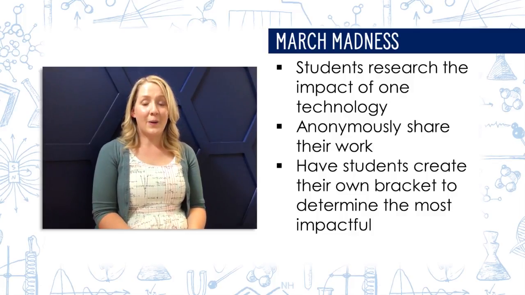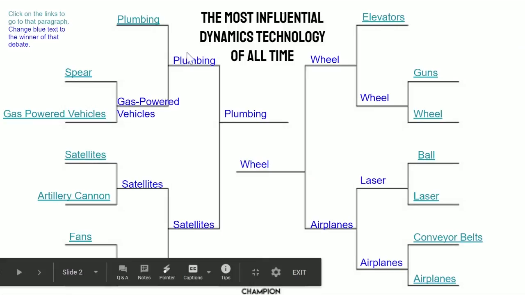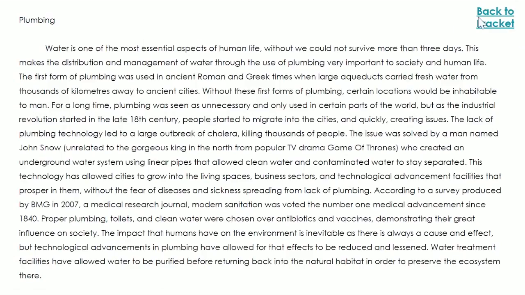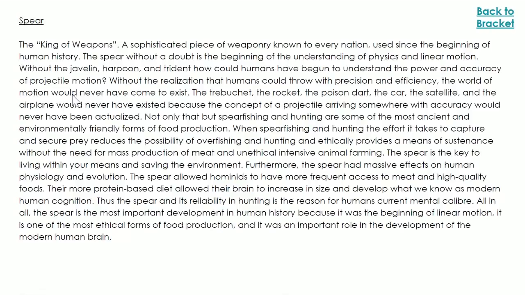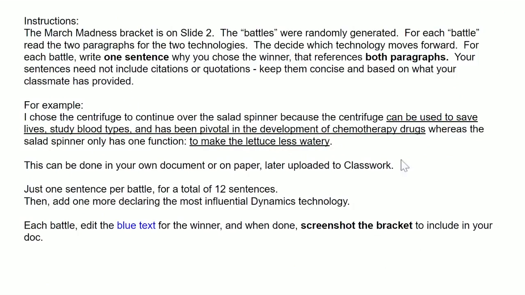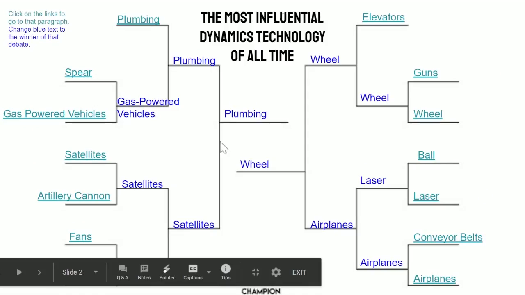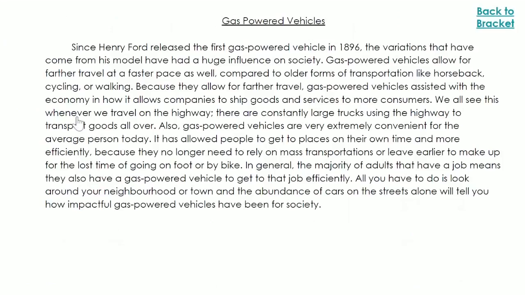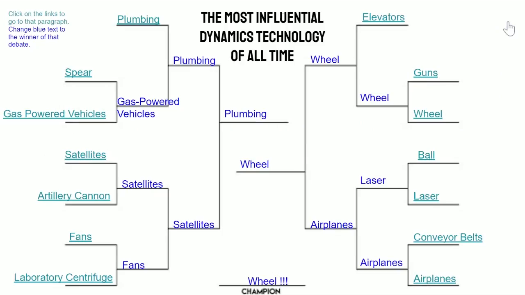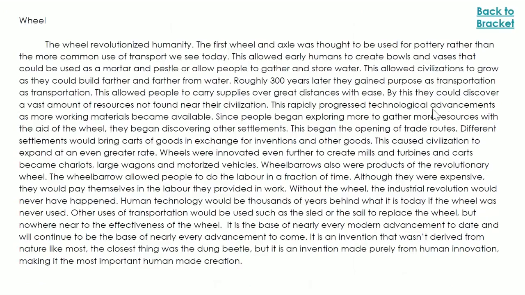So for our classroom online, what we did instead was I created a Google slide with all of the half-page papers written out, and they were completely anonymous. And then students would create their own bracket. So I set this up in Google Slides and they could read through and then decide which of the two technologies was most impactful and then provide some reasoning for this.